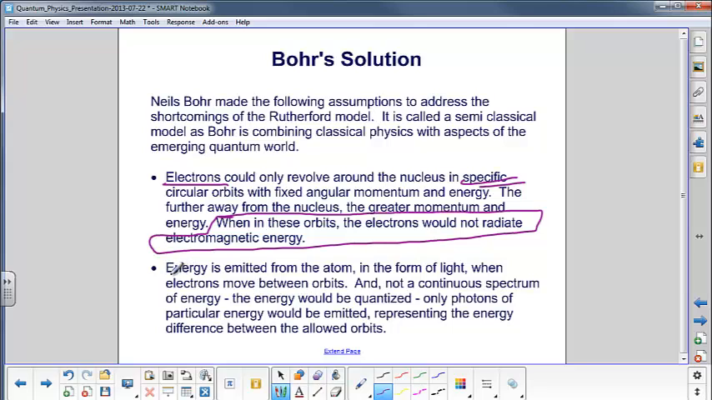Energy is emitted, and here's where we start talking about the spectra of the atoms. It's emitted from the atoms in the form of light when electrons move between orbits, and we'll have a picture of that coming up. And not a continuous spectrum of energy. The energy would be quantized, just like the photoelectric effect, just like black-body radiation. Only photons of particular energy would be emitted, and they would represent the energy difference between the allowed orbits. And again, we will have pictures on that coming up shortly.